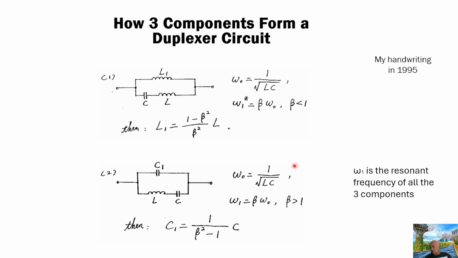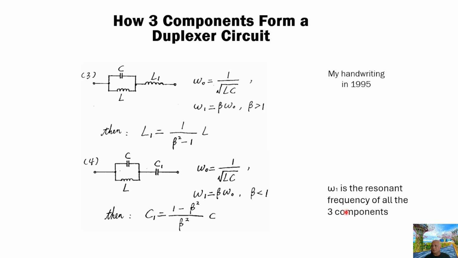But if the transmitter frequency is higher than the receiver frequency, and the signal comes this way, then we need to put a capacitor here. Again omega 1 equals beta omega 0, beta bigger than 1. So C1, the capacitor, we can calculate this way. Omega 1 is the resonant frequency of all the three components. Similarly, we have two more cases in the next slide.